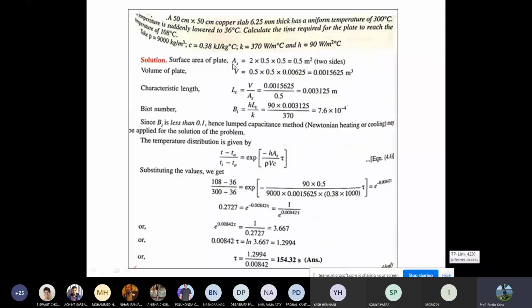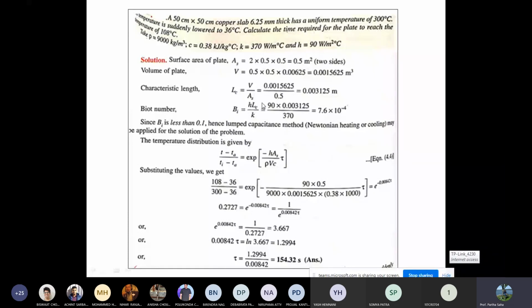So first you determine the surface area of the slab, 2 into 50 centimeter by 50 centimeter, which is converted into meters, so that becomes 0.5 meter square, two sides. Volume is just length, breadth and height multiplied, that is 0.015625 meter cube. So the characteristic length, V by S, is 0.003125 meter.